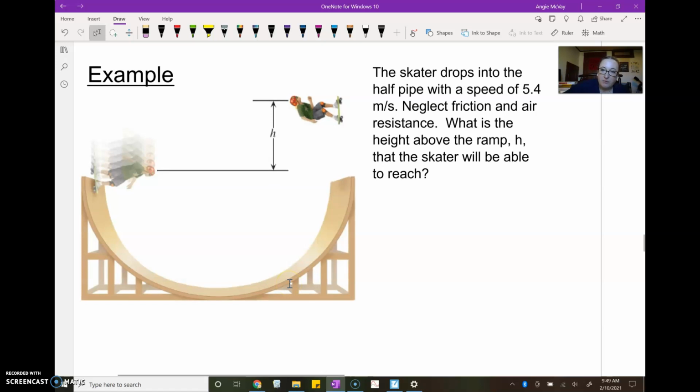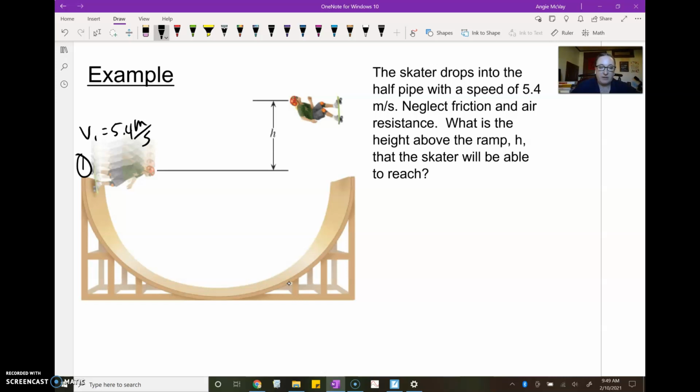All right, so what we know is that the skater drops into the half pipe with a speed of 5.4 meters per second. So let's call this position 1. Right here at position 1, we've got a speed. Speed at position 1 is 5.4 meters per second. Do we care what direction that skater is going? No, because energy isn't a vector. Yay. Okay. Neglect. And we want to know the height h above the ramp.